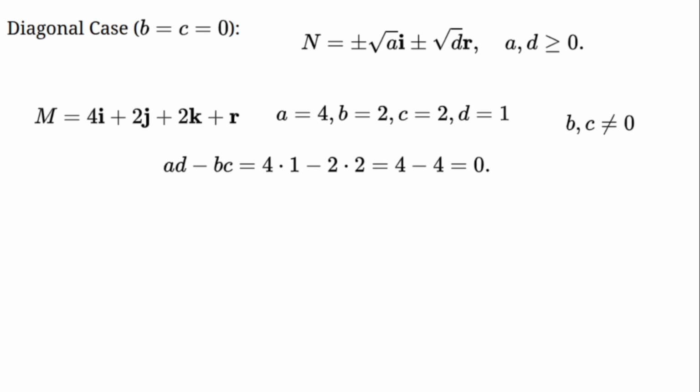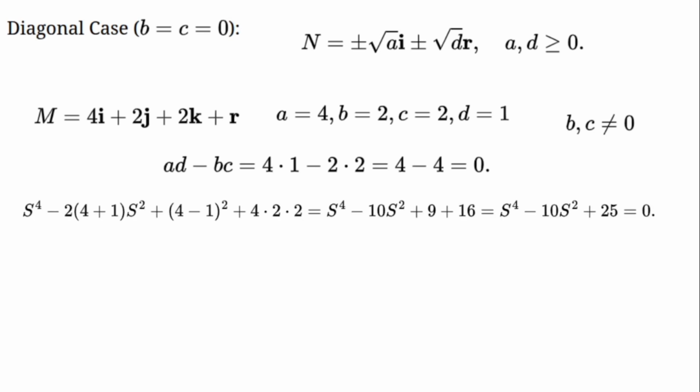The quartic equation is s to the fourth power minus 2 times 4 plus 1 times s squared plus 4 minus 1 squared plus 4 times 2 equals s to the fourth power minus 10 times s squared plus 9 plus 16 equals s to the fourth power minus 10 times s squared plus 25 equals 0. Solve s squared minus 5 squared equals 0 implies s squared equals 5 implies s equals plus or minus square root of 5.